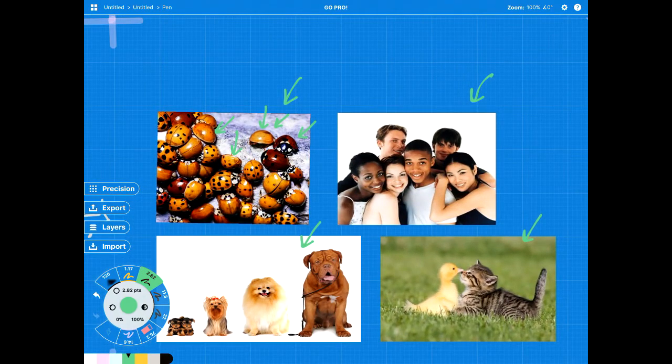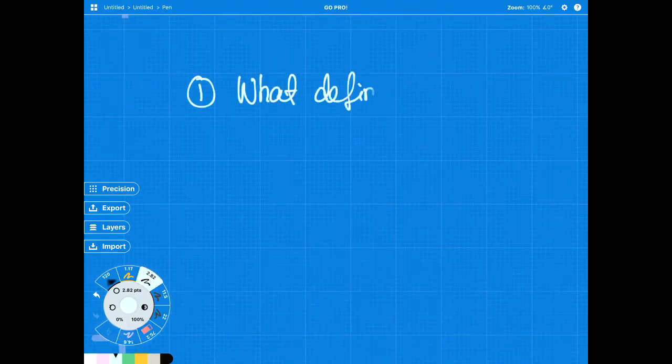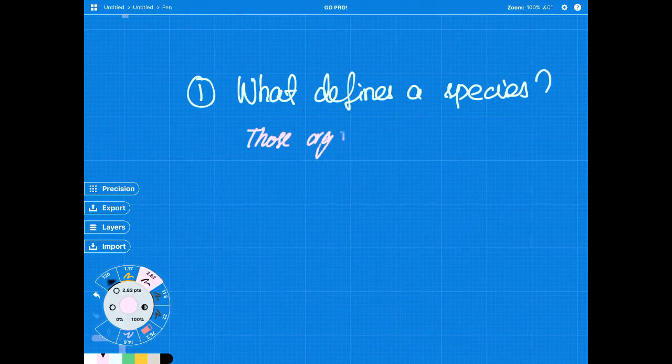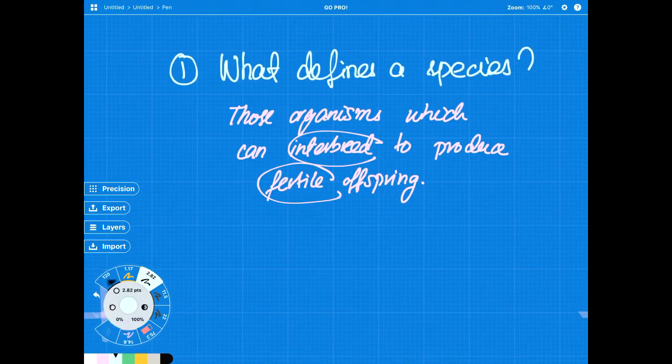So let's conclude what we learned from these pictures. First of all, what defines a species? Species is defined as those organisms which can interbreed and produce fertile offspring. Note interbreed and fertile. Their offspring should also be able to interbreed with each other.